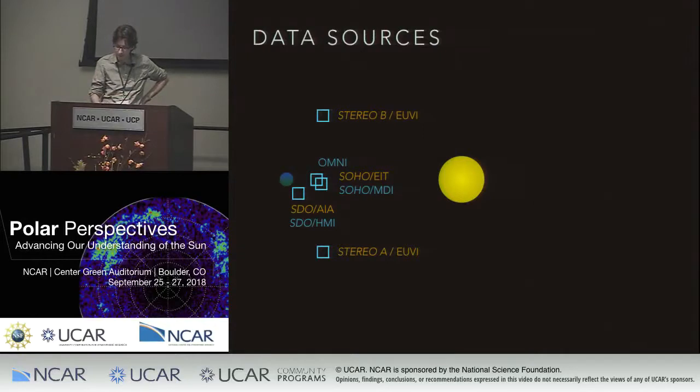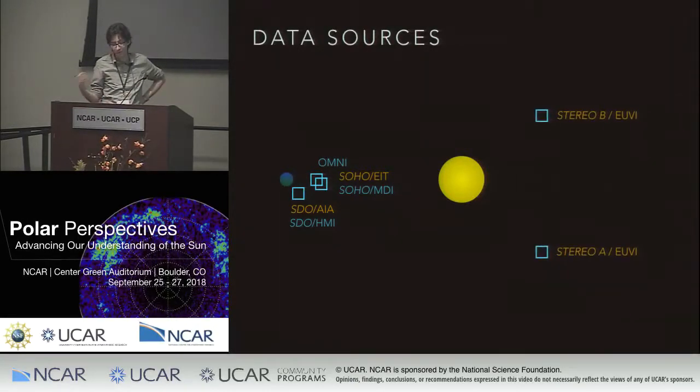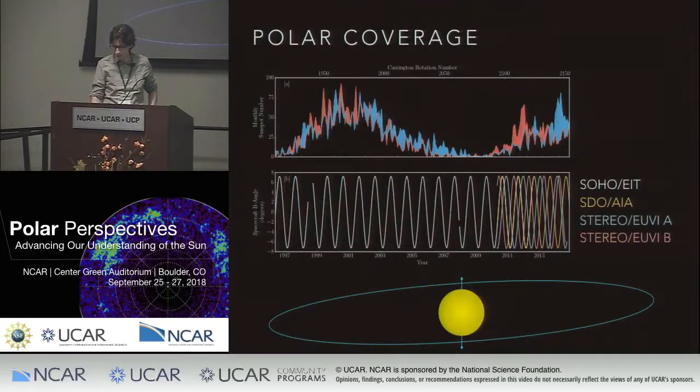So again, the data sources: we're using EIT, MDI, AIA, HMI, and also the STEREO A and B EUVI imagery. And the advantage is that STEREO A and B are traversing around the far side. The other benefit, and getting into the polar aspect of this, is that by taking advantage of EUVI data, we can get a sneak peek basically around at either side of the pole.